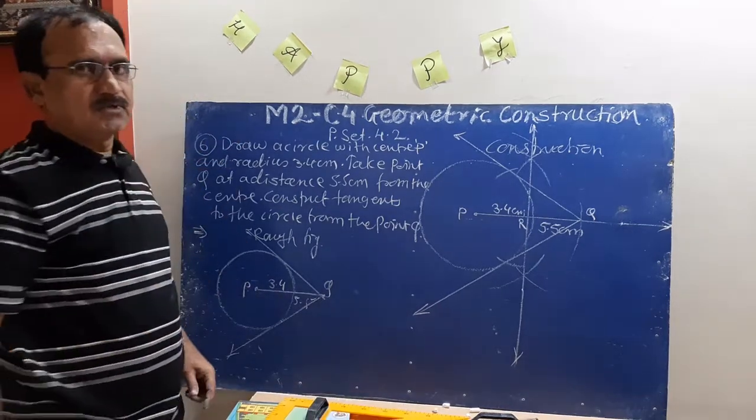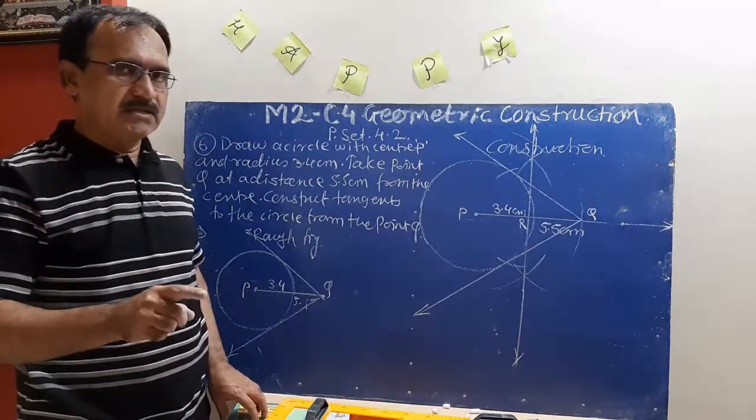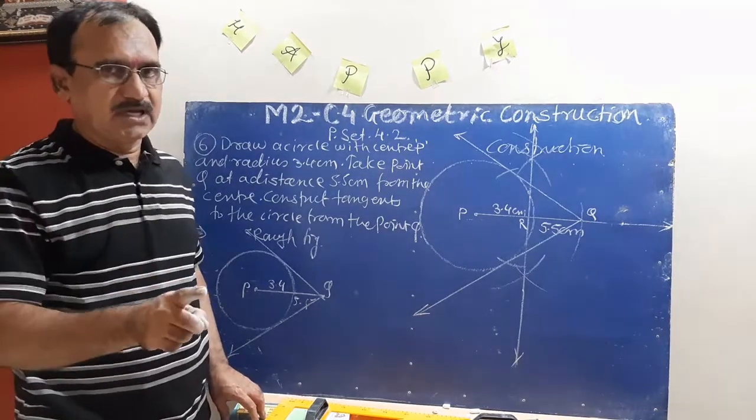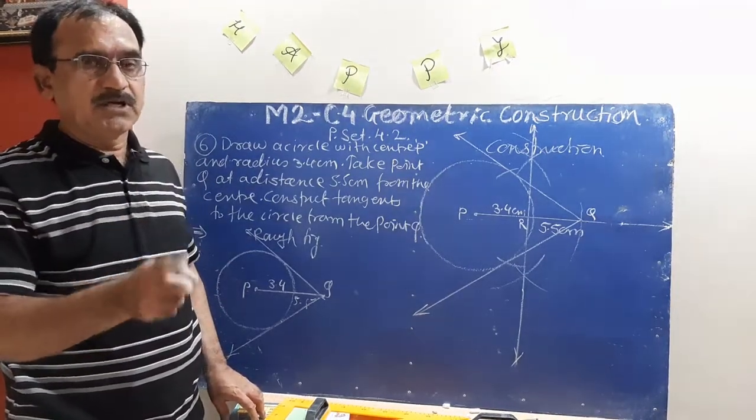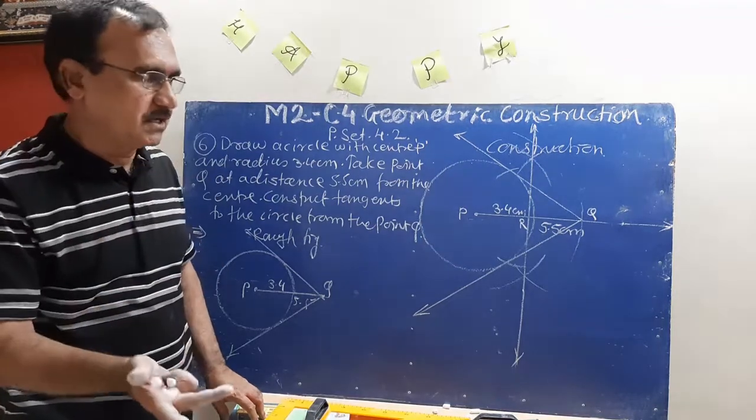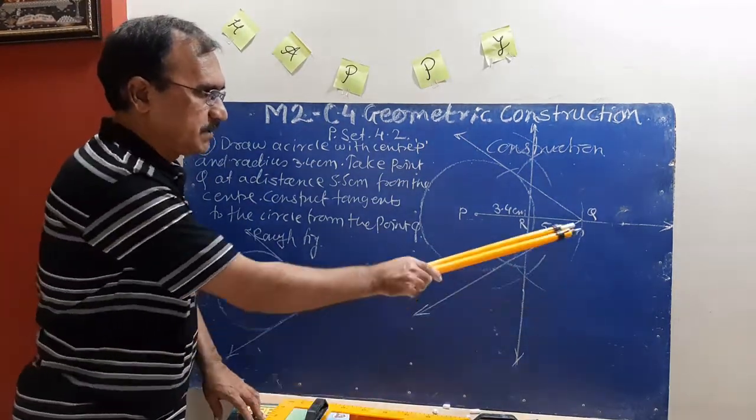This is the third type. Construct a tangent if the point is on the circle by using the center, construct a tangent if the point is on the circle without using the center, and construct tangents if the point is outside the circle.